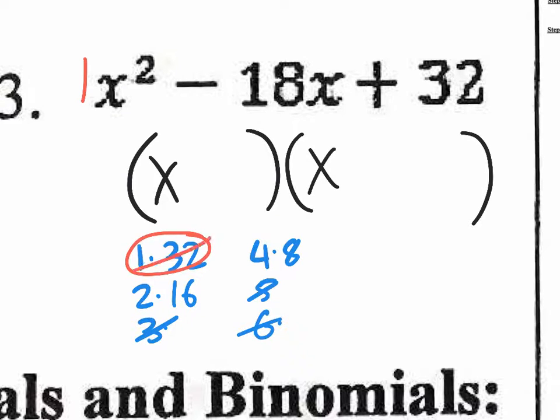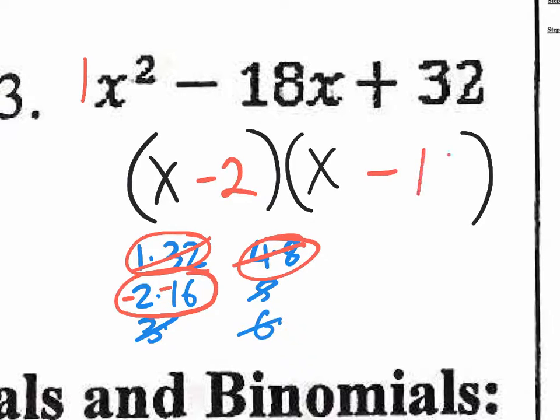This gives me 33, no good. This gives me 12, no good. This gives me 18, but it gives me a positive 18, and I want a negative 18. So we have the right numbers, we just have the wrong signs. Switch it to a negative and a negative. Plug it in, negative 2, negative 16, and we're done.